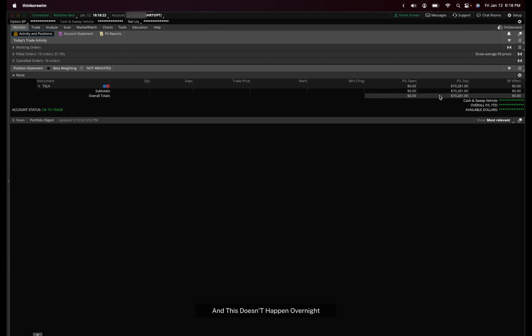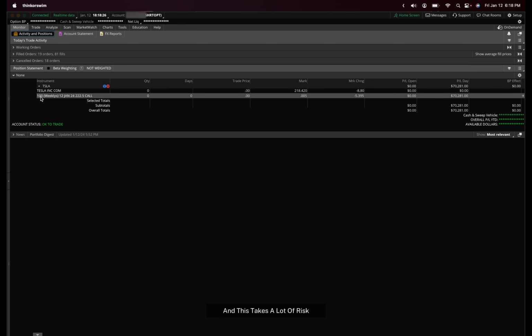And this doesn't happen overnight. This takes a lot of work. And this takes a lot of risk management to be able to scale up to this point. We traded the 220, 250 call options.